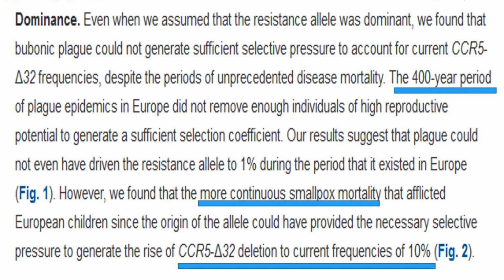They go on to talk about how the plague could not have brought about this high level of resistance. And then they mention the 400-year period of plague epidemics in Europe did not remove enough individuals of high reproductive potential to generate a sufficient selection coefficient. And there we have that 400-year period again.